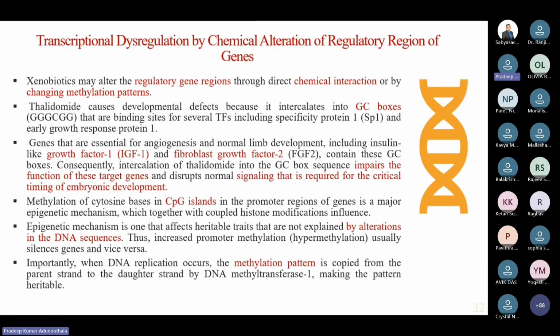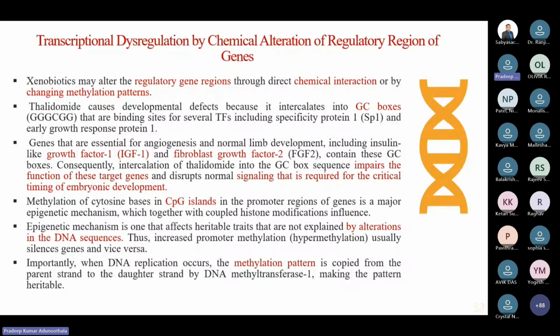Coming to the transcriptional dysregulation by chemical alteration of regulatory region of genes. There is a specific region on genes. If any toxicant or chemical comes and acts on the specific region of the gene, that is called the regulatory region of the genes. So as I said, xenobiotics may alter the regulatory regions through direct chemical interaction, either by a direct chemical interaction or by changing the methylation patterns of the genes. A good example of this is thalidomide, which causes developmental defects by intercalating at the GC boxes. There is a specific area of the gene and it binds.